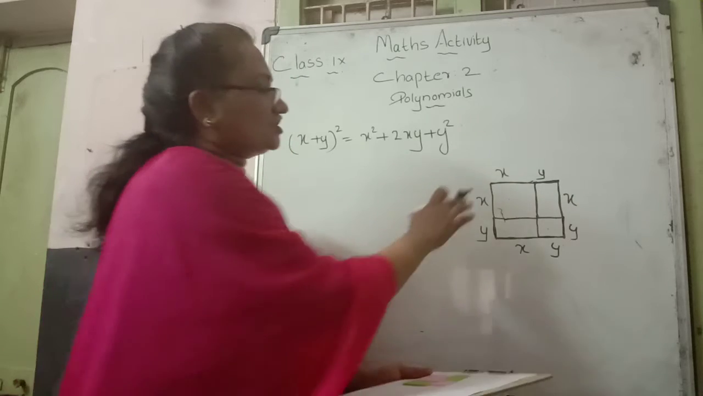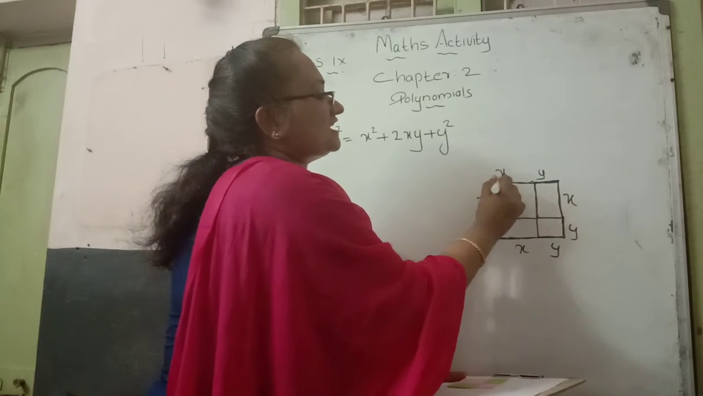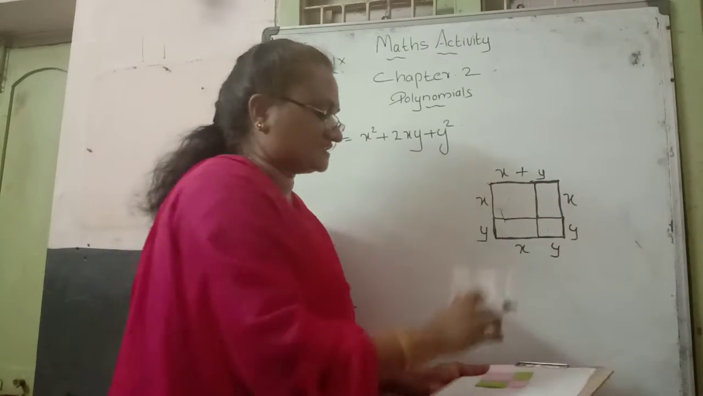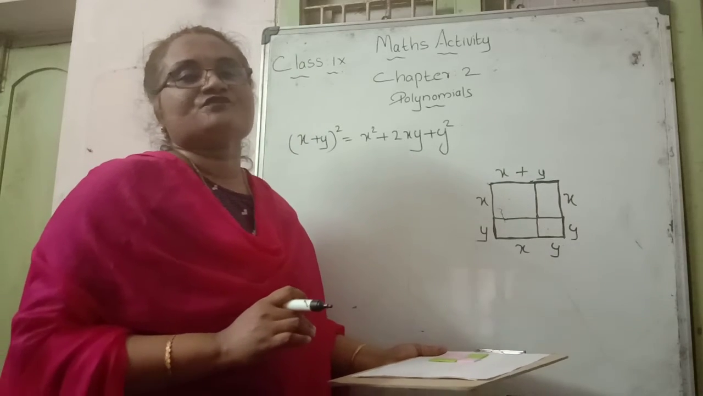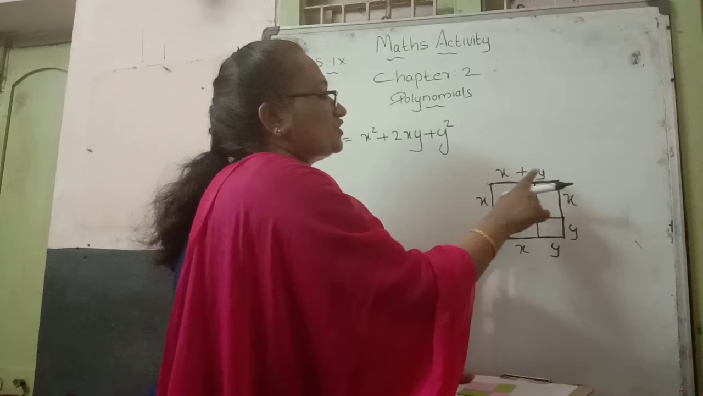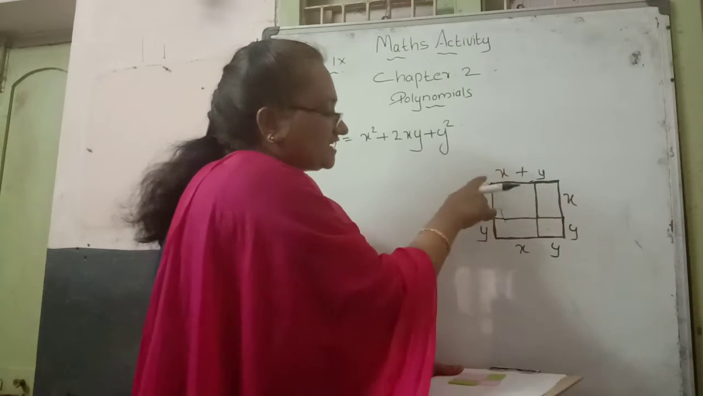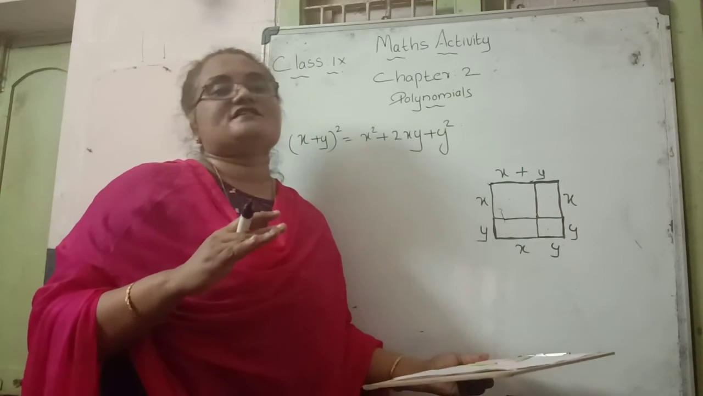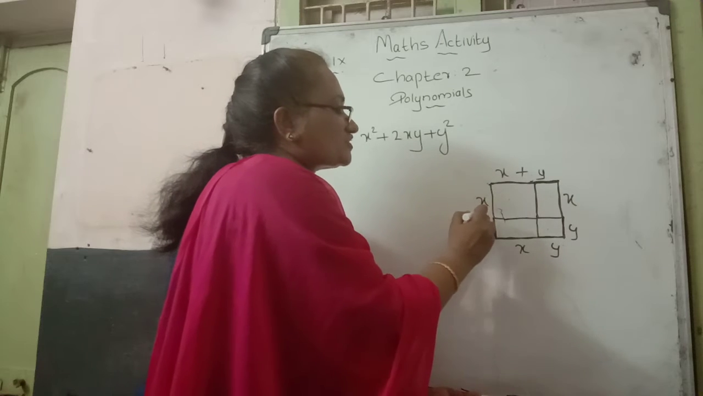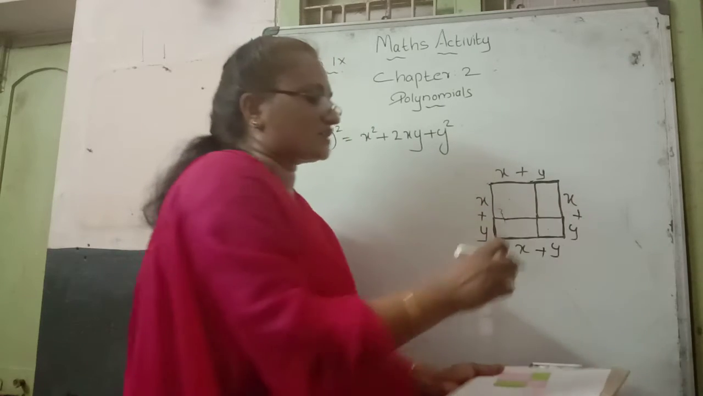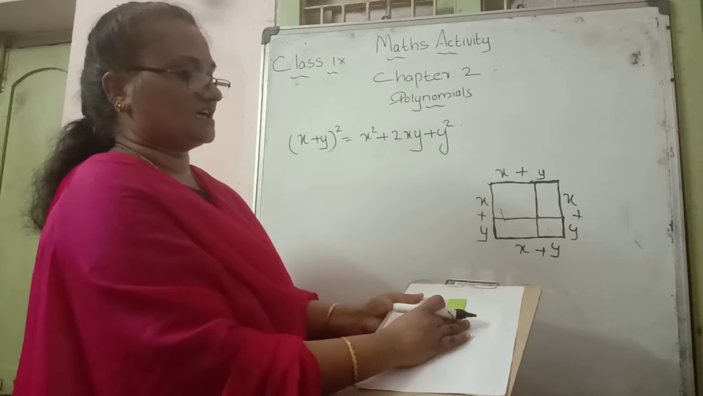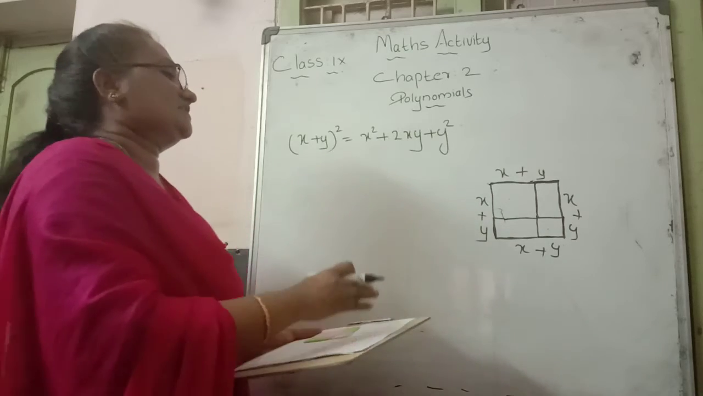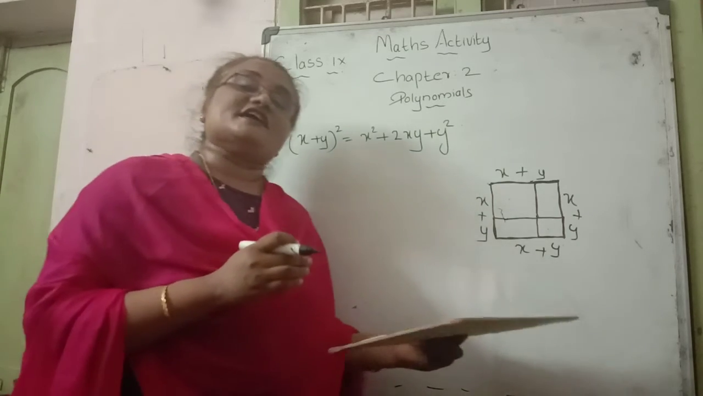Then the full length from here to here, how much is it? Here x, here y, so the total is x plus y. And from here to here the distance is also x plus y, the side length. Since it is a square, all sides are the same: x plus y, x plus y, x plus y. In this way the side measurement is x plus y.